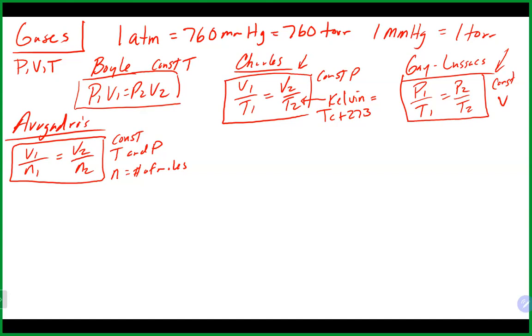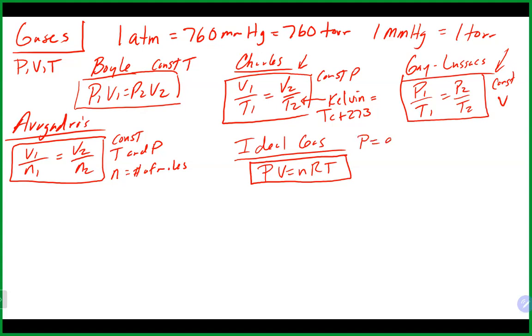Putting all four of these together gave us the ideal gas law, which is a little bit different than some, and that is PV equals nRT. Remember that the ideal gas law is a one-situation equation. You have one pressure, one volume, one temperature, not two of everything. And it's also the most restrictive in terms of units.